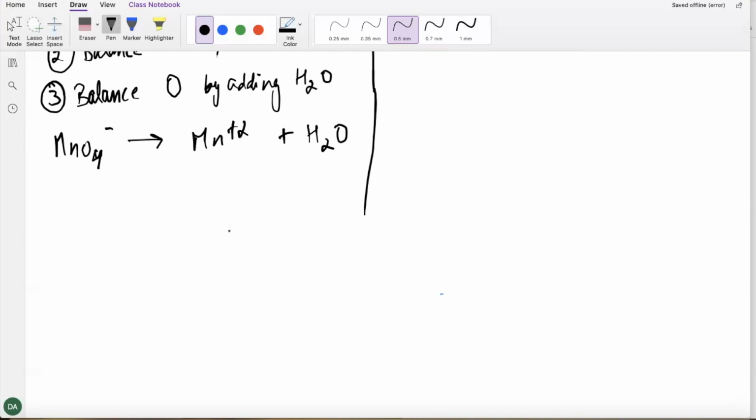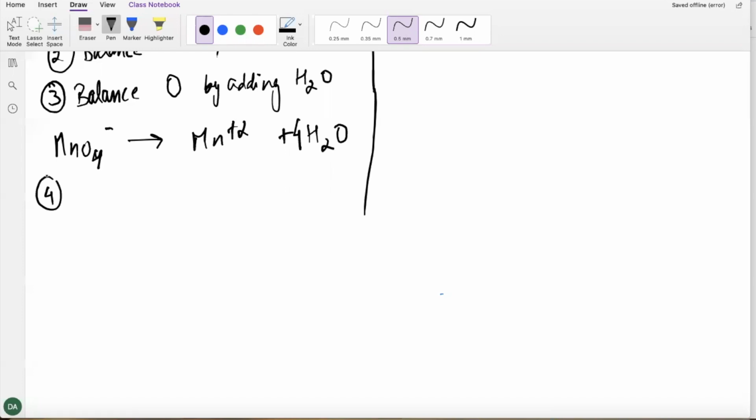Now, guys, tell me how many waters should we add? 4. We should add 4 waters. Why are we adding 4? Because this gives me 4 oxygens, right? That's what we wanted. We have 4 oxygens here, left-hand side. We don't care about the H that we added in. We do. That's our next step.